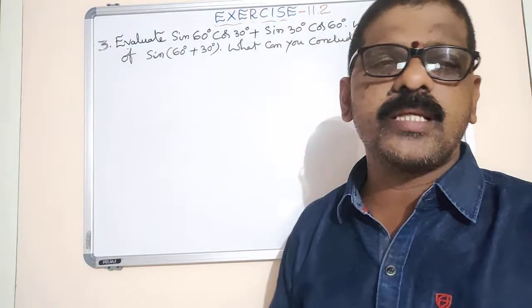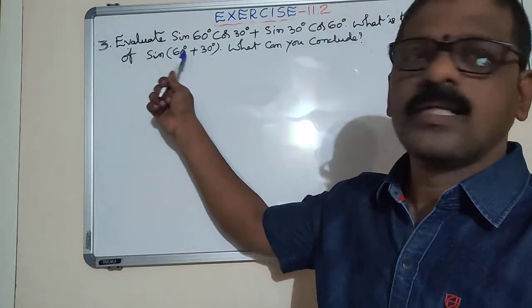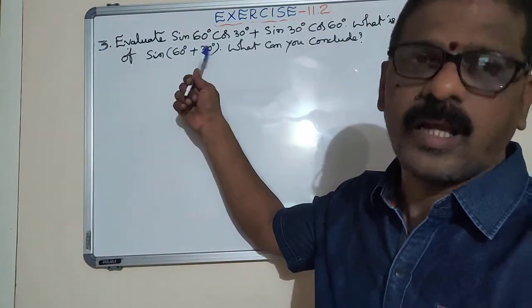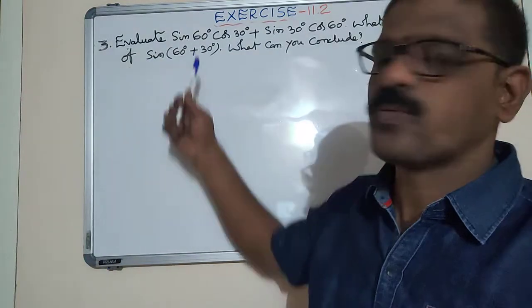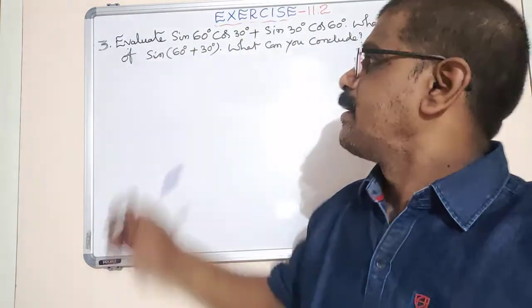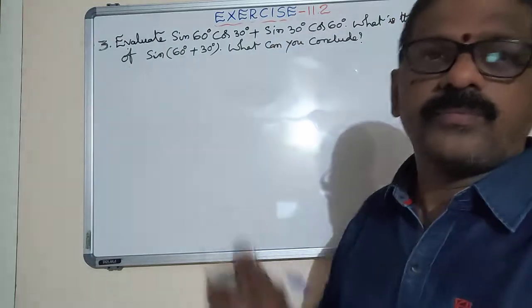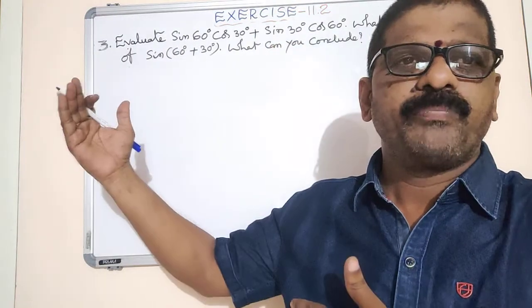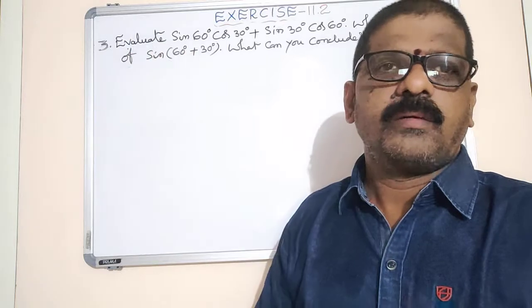The second question is what is the value of sin 60 degrees plus 30 degrees? That means 60 degrees plus 30 degrees is 90 degrees. Sin 90 degrees value is how much? 1. Clear? So after that, what do you observe from those parts?